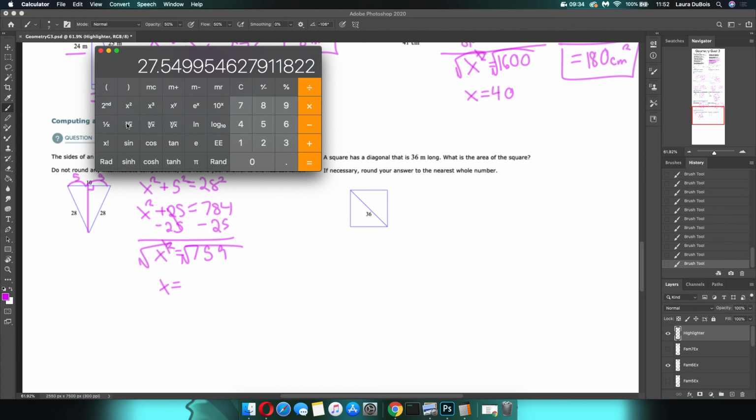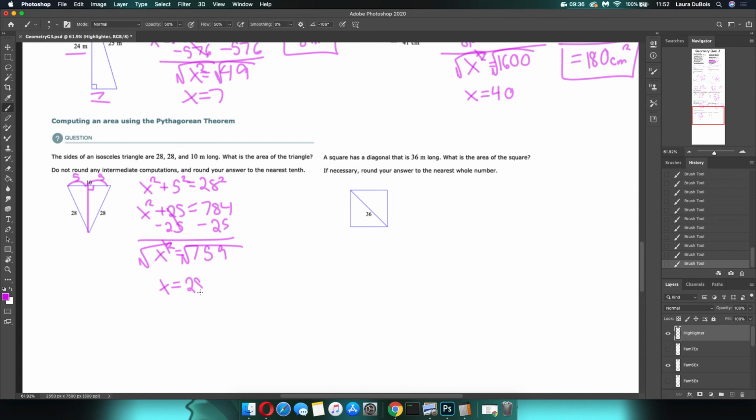So 5 makes it round up, so we're going to call this 28. So it's not an equals, it's an approximate. So x is approximately 28. Okay, now we have everything. We have a base, which is 10. There's my base right there. And there's my height. So 1/2 times 28 times 10, which is going to be 140 units squared.